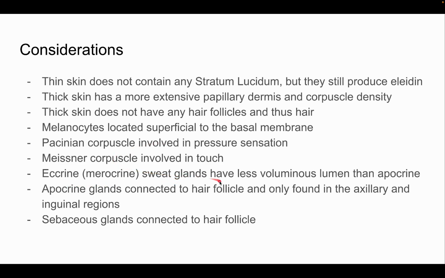Eccrine or merocrine sweat glands have a less voluminous lumen than apocrine glands, so you're going to have a smaller lumen. Apocrine glands are connected to hair follicles, much like sebaceous glands, and they're only found in the axillary and inguinal regions, so you're going to find them in the armpits and between your legs. Sebaceous glands are also connected to hair follicles.